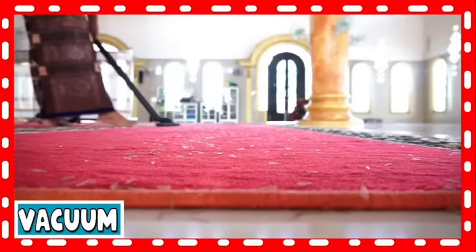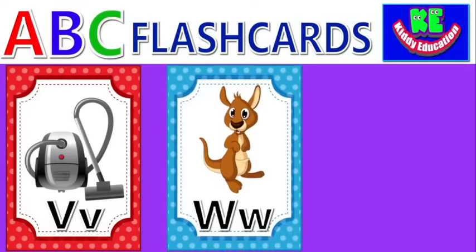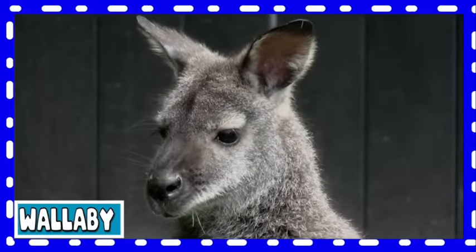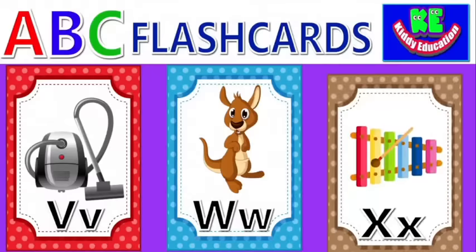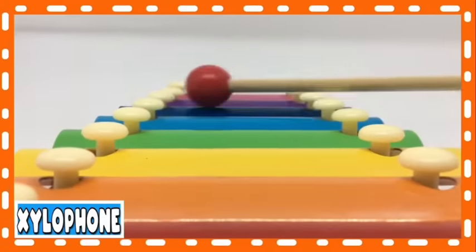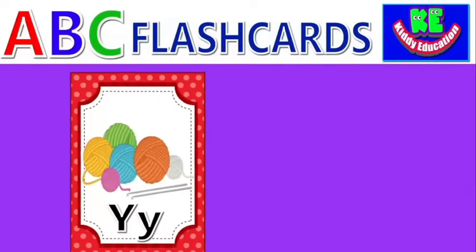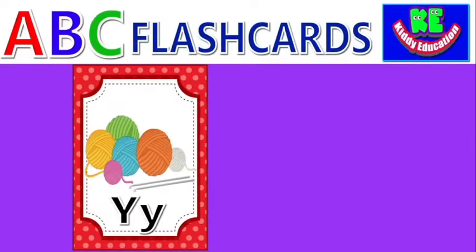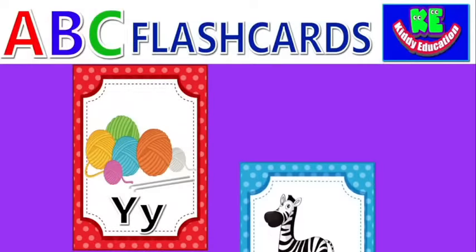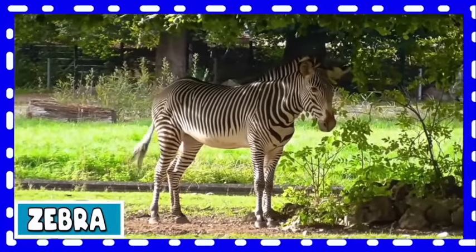Vacuum. W is for wallaby. X is for xylophone. Y is for yarn. Z is for zebra.